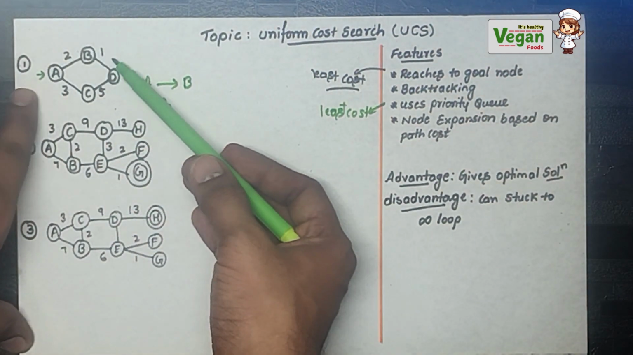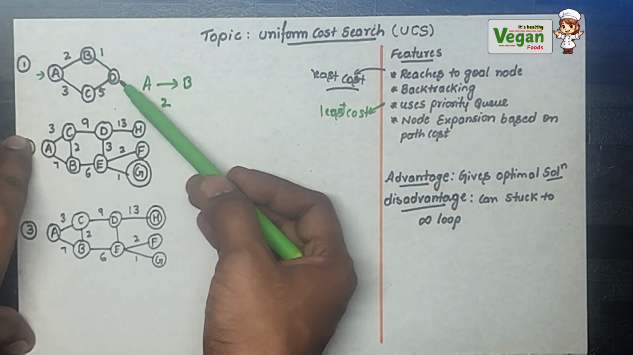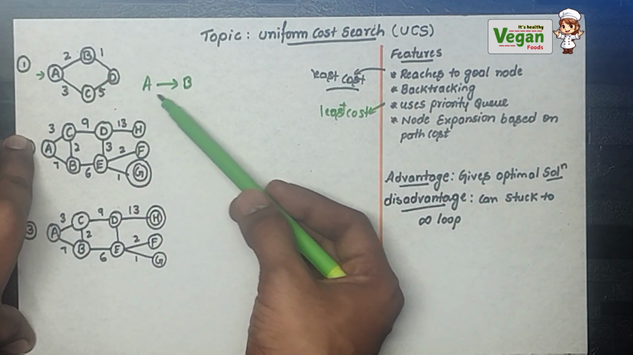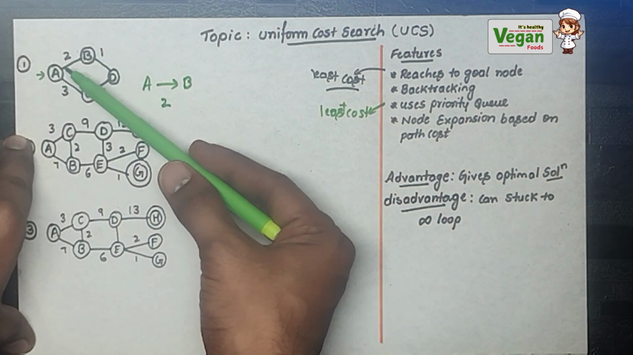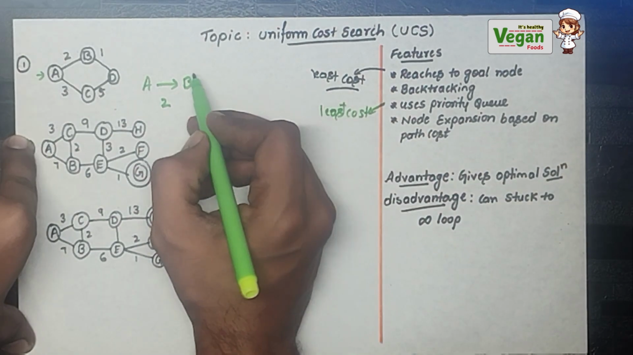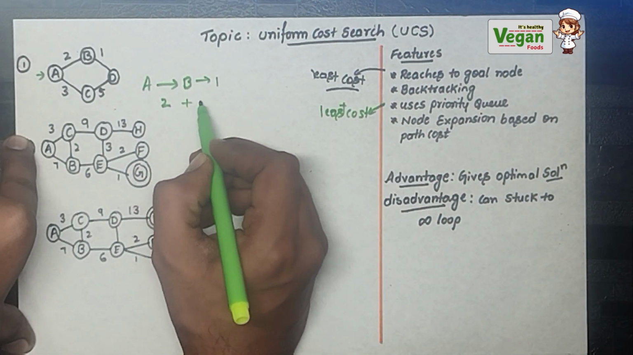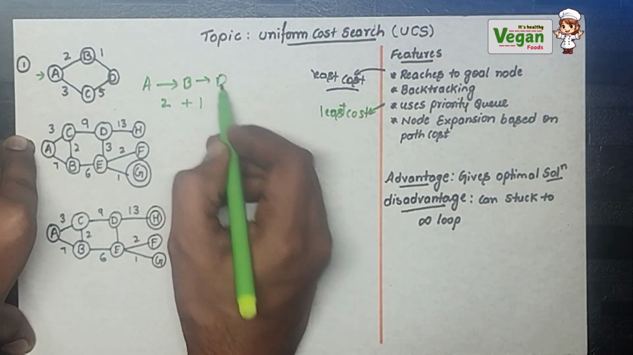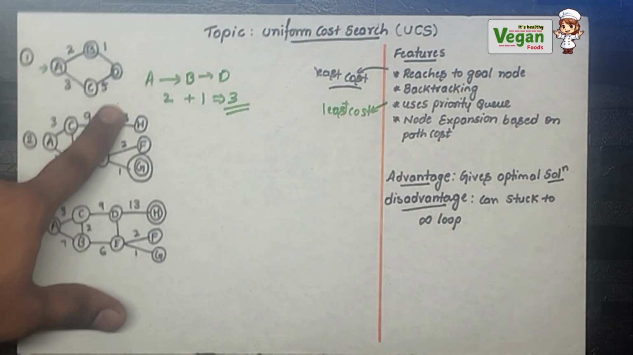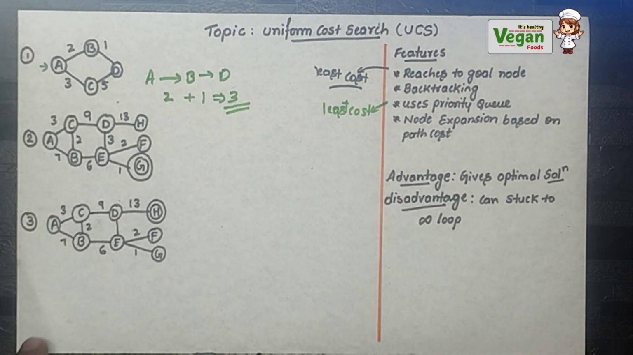Now from B you can go to A and you can also go to D. But you can't go back to A because you came from A, and you can't go back to the source. From B to D it costs 1. So 2 plus 1 is 3. So the least cost to traverse from A to the goal node D is 3.